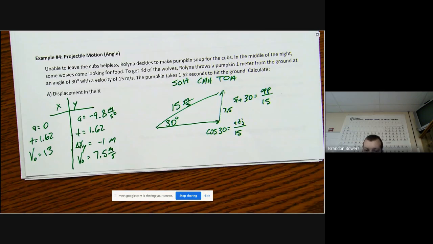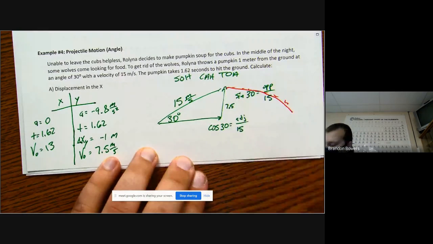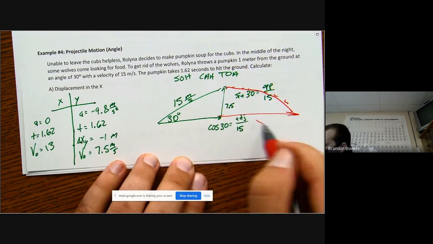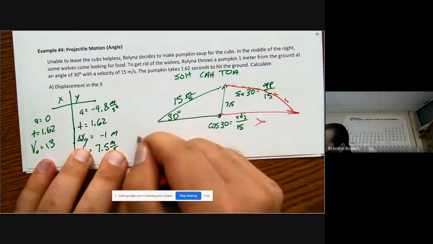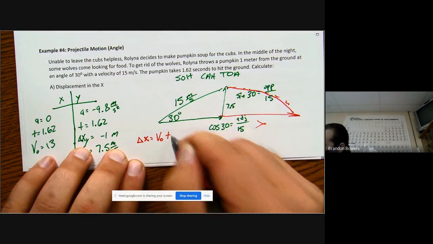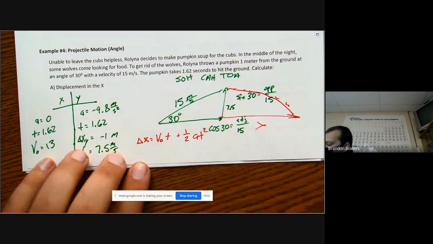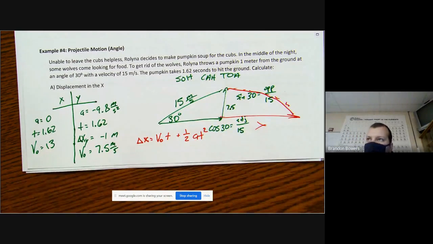Okay. Now, the question says, find the displacement in x. So I've got to find how far this actually traveled. The equation I'm going to use is delta x equals the initial velocity times t plus half the acceleration times t squared. Since I'm solving for x, I'm just going to use my x data.